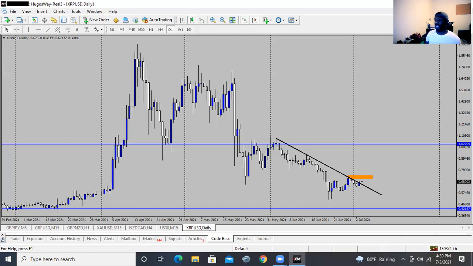There are some other ones out there, but really, I'm long on XRP. For the long term, I have a decent amount of coins, 78,000, almost 80,000 XRPs. So I believe in it.